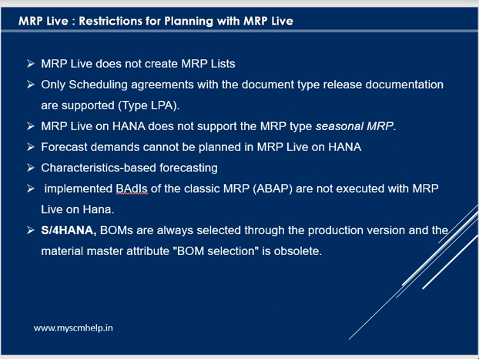The next one is, if you are using a scheduling agreement, it has to be document type LPA, which has release documentation. In case you have been using only LP, then you have to migrate all those documents from LP to LPA, which means you have to close them and then create new ones with the release documentation. So this is the option that we have, and this is also something that we have to look into.